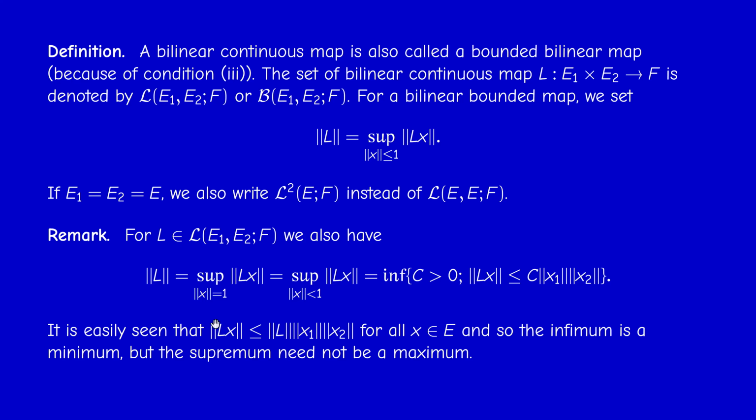So same remark as in the case of linear bounded operators of one variable. The supremum in the definition need not be achieved, so it's not really a maximum, it could be actually, but not necessarily. But the norm is the best constant here, so it's a minimum. Okay, you can prove this as an exercise.